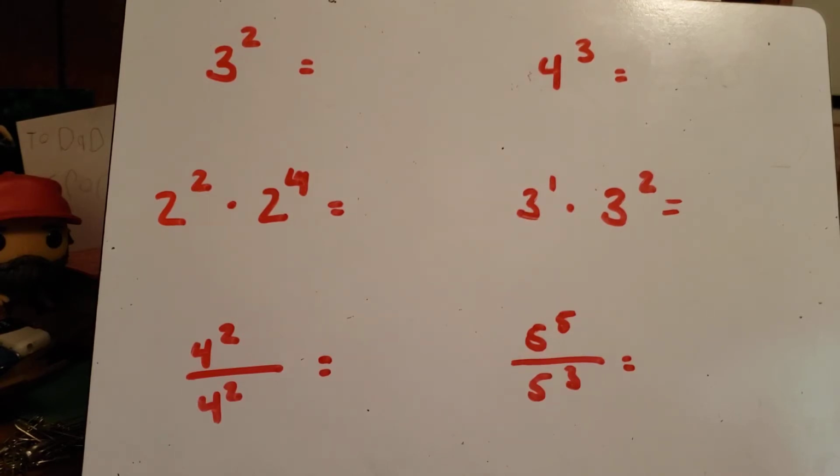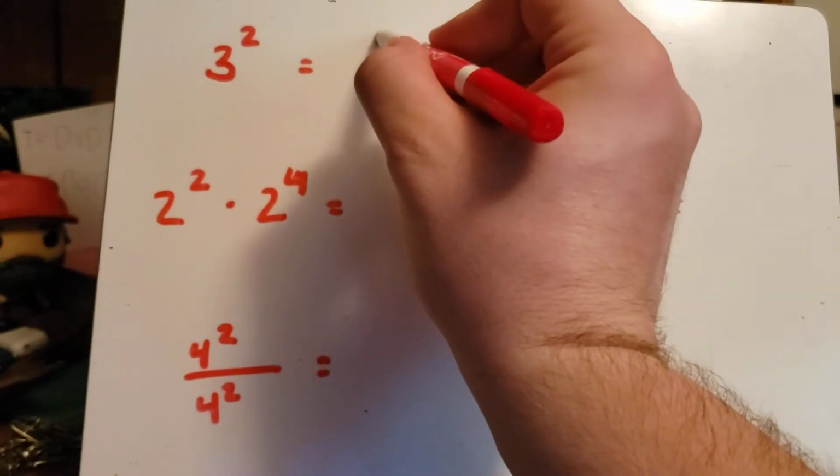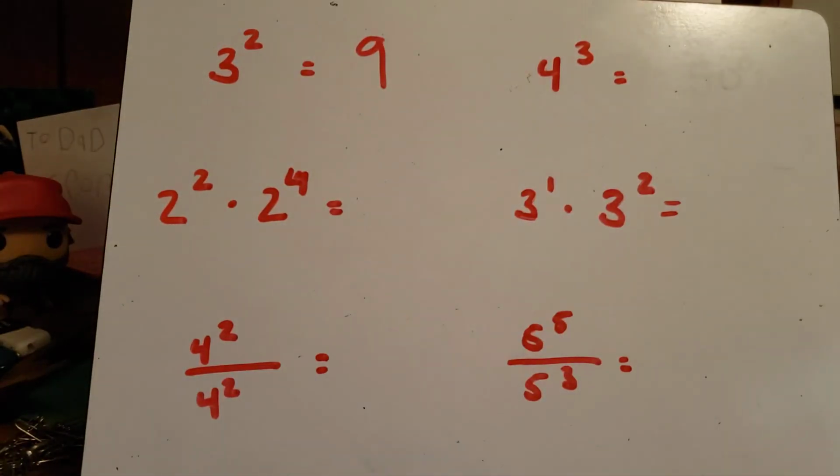We've got 3 to the second in the upper left-hand corner. Now remember, 3 to the second is just saying 3 times 3, so 3 times 3 is 9. Awesome, that one wasn't so hard. The next one's a little bit trickier. It's 4 to the third, so we're going to multiply 4 times itself 3 times. 4 times 4 is 16, times 4 is 64.